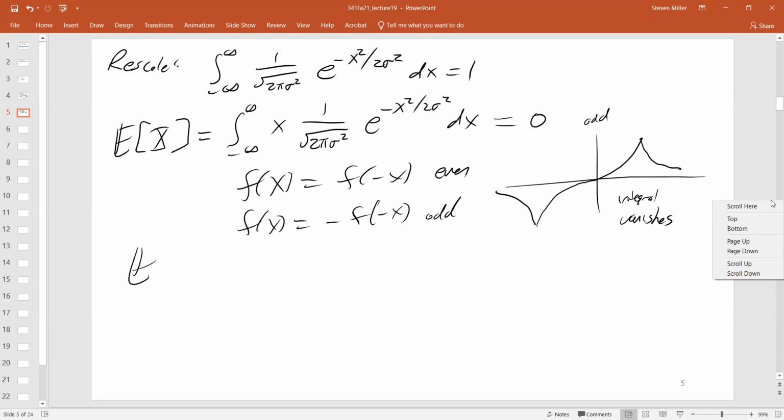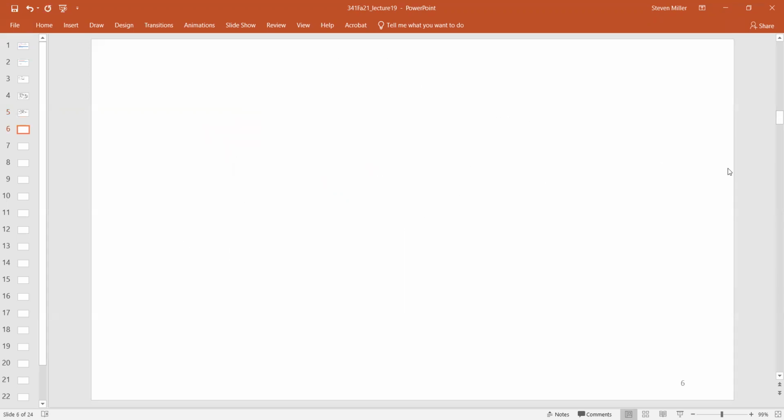So the expected value of x is just going to be 0. And in fact, you can similarly show that all of the odd moments are going to be 0 for the Gaussian. So the difficulty is going to be the even moments. So we need to at least calculate the second moment to get the variance.